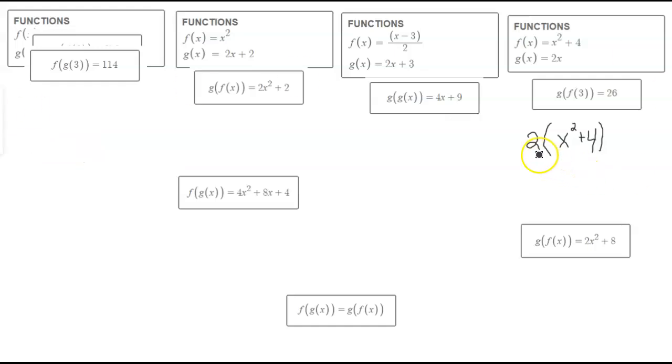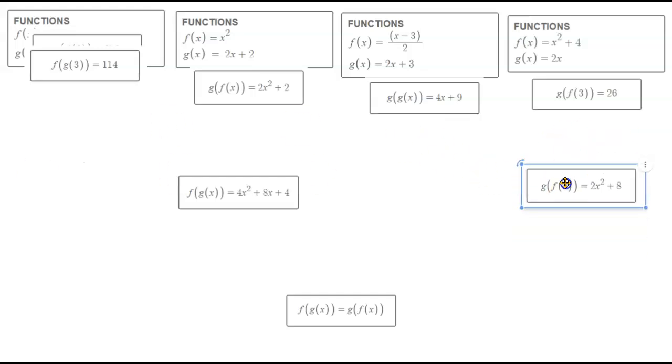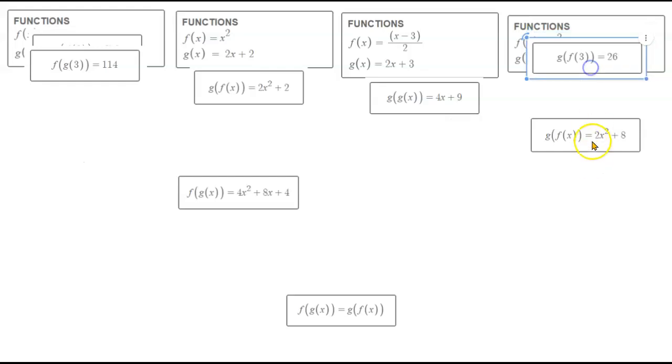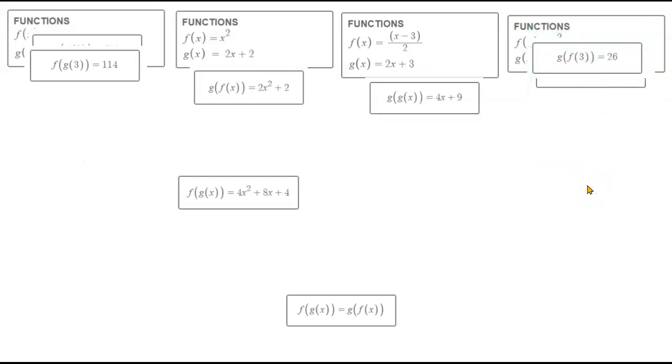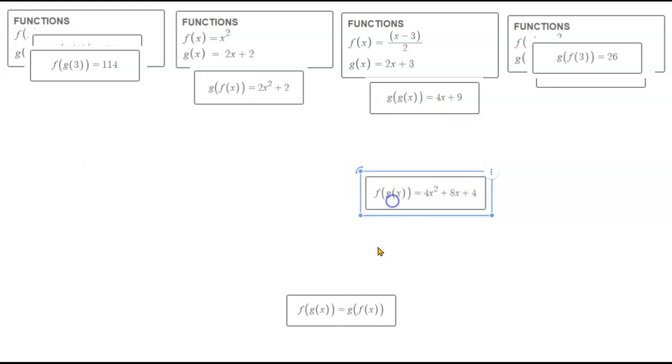Whenever we go through and multiply this out, we're going to get 2x squared and 2 times 4 is 8. So this 2x squared plus 8 goes with this last function set. So that is a set. So I have 2 left here.